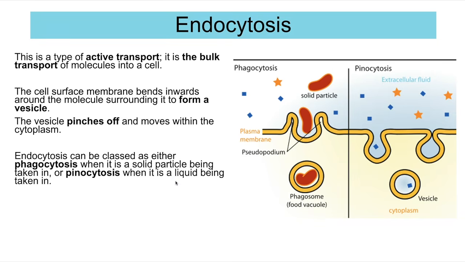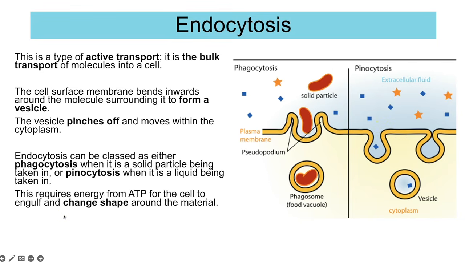Endocytosis can be classed as either phagocytosis, which is what we can see here on the left, or it could be pinocytosis when it is a liquid being taken in. So that's the difference. Phagocytosis is when it's surrounding and pinching inwards with a solid particle. Pinocytosis is when it is a liquid. This requires energy from ATP for the cell to engulf and change shape around the material.